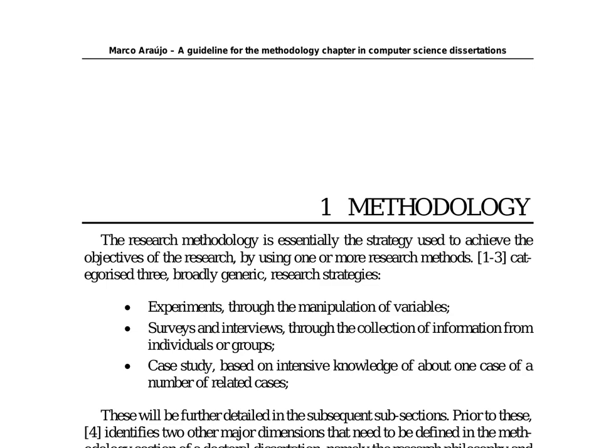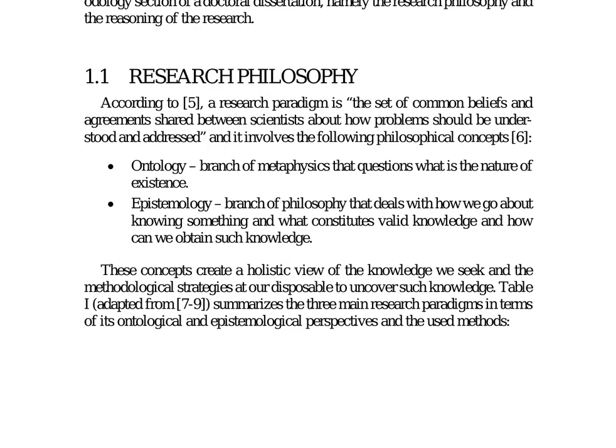A research methodology section also requires the definition of two major dimensions: research philosophy and reasoning. Research philosophy, or paradigm, refers to the set of common beliefs and agreements shared among scientists regarding problem understanding and addressing. This involves philosophical concepts such as ontology, which questions the nature of existence, and epistemology, which deals with the process of knowing and what constitutes valid knowledge.